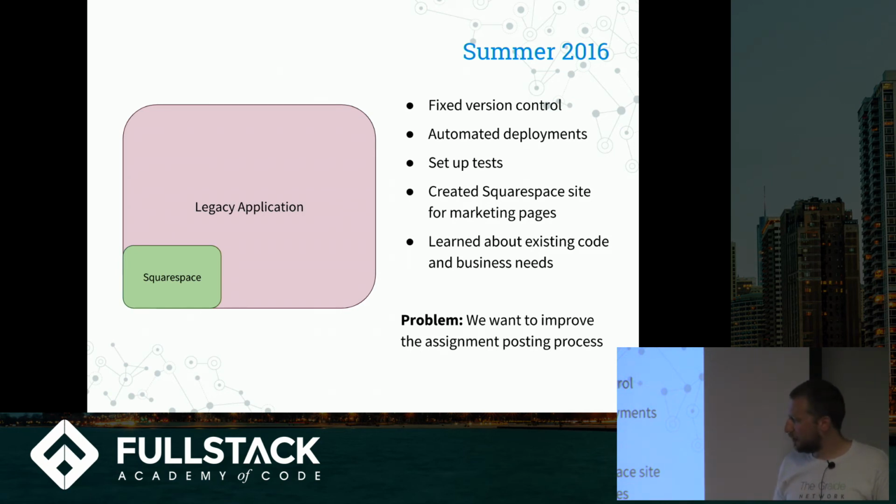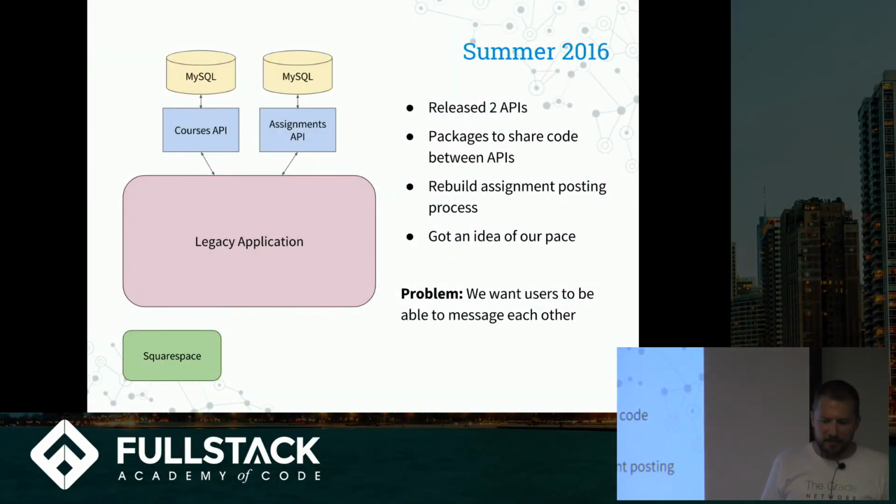As we were doing this, we learned a lot about how the application worked and started to build a plan for how we were going to improve it. The problem was that the assignment posting process didn't work very reliably, and that's the core of it. So our first line of attack was to figure out what's wrong in the data model behind assignments, rebuild it into services, and then have the legacy application connect to those services to create and pull assignment data.